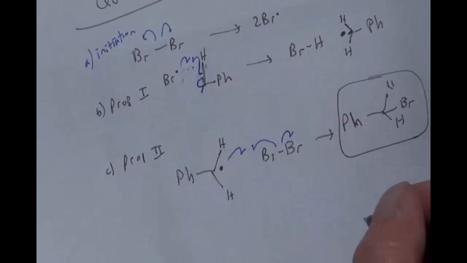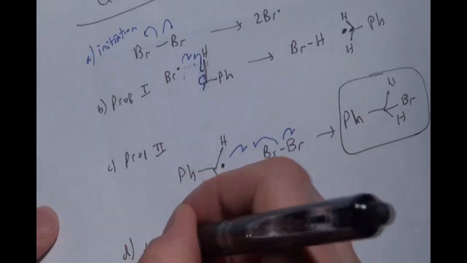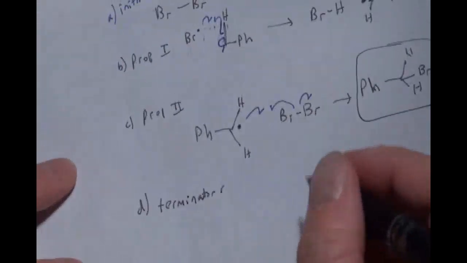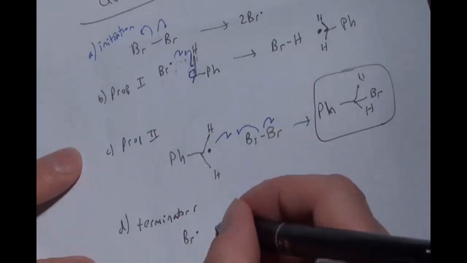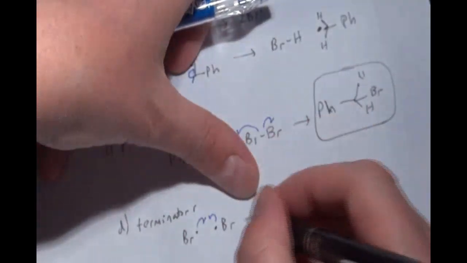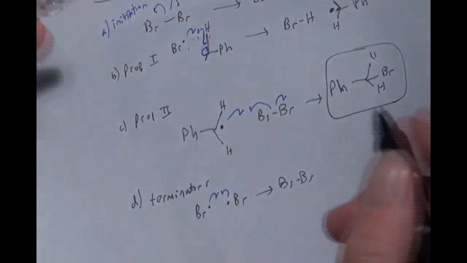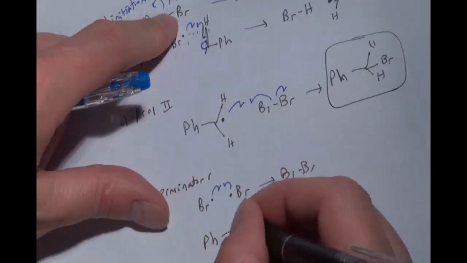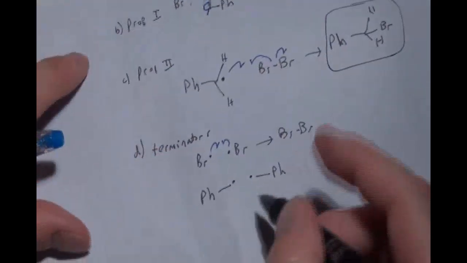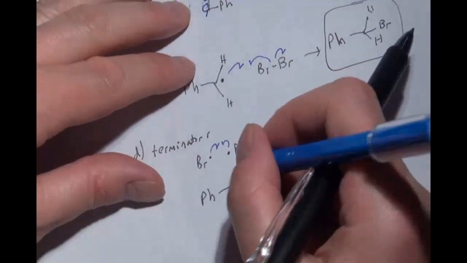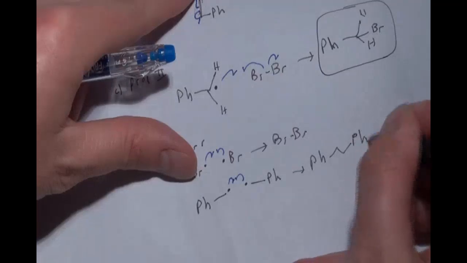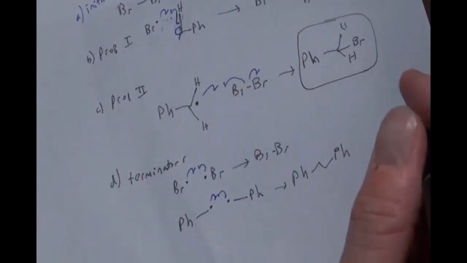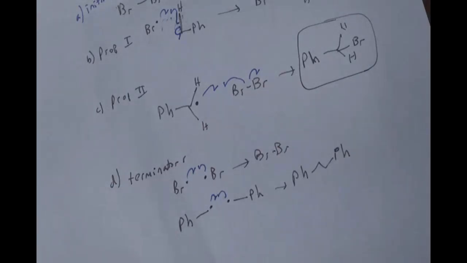That's what I call step D, which is essentially radicals finding radicals, and that sort of stops the propagation from occurring. So a good one is just Br dot finding Br dot. Fishhook. Other things could happen, like phenyl CH2 dot and another phenyl CH2 dot form a bond. If any of these things happen, it stops the propagation. That's why we call it termination. Okay, so that was benzylic bromination, a reaction you learned in organic one.